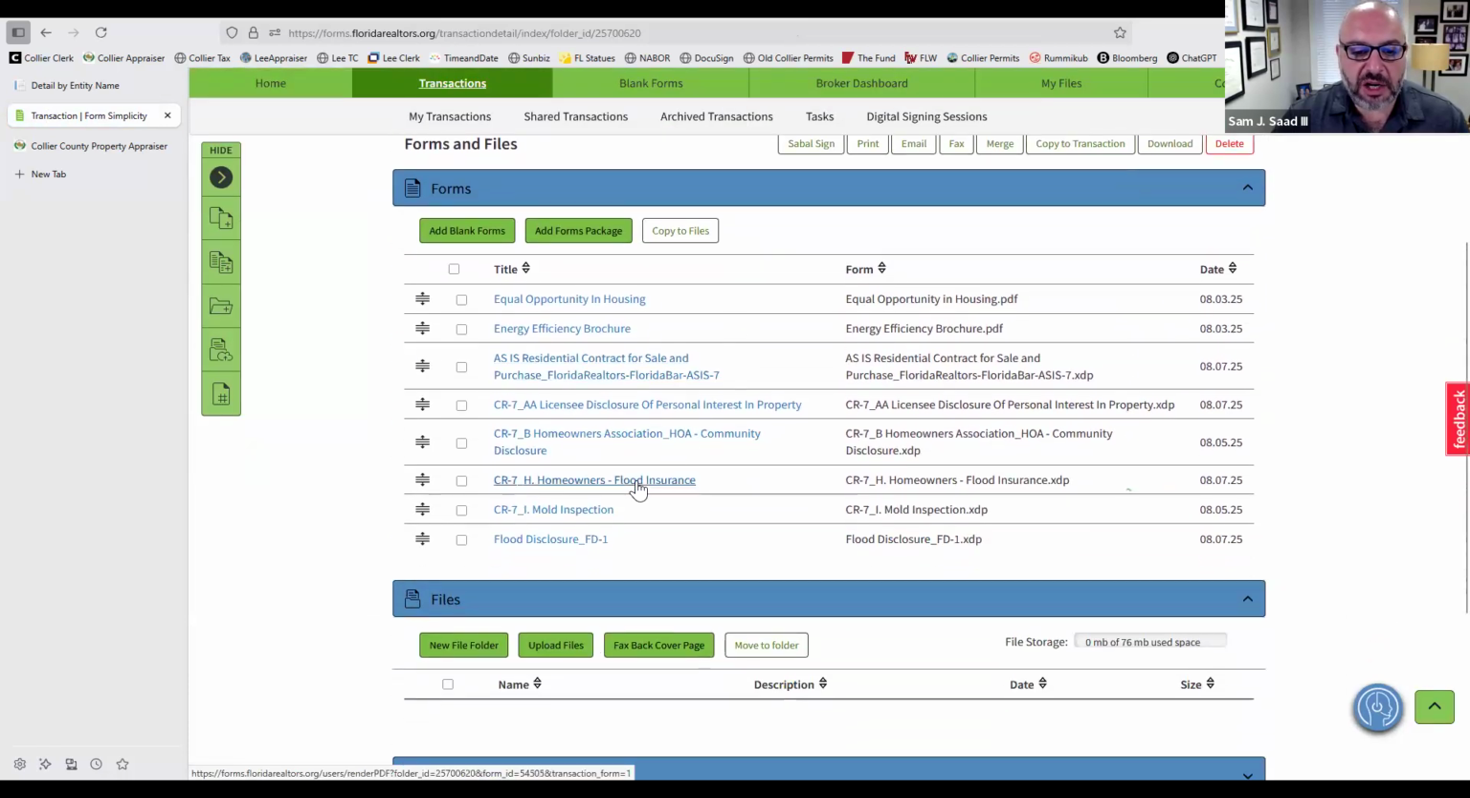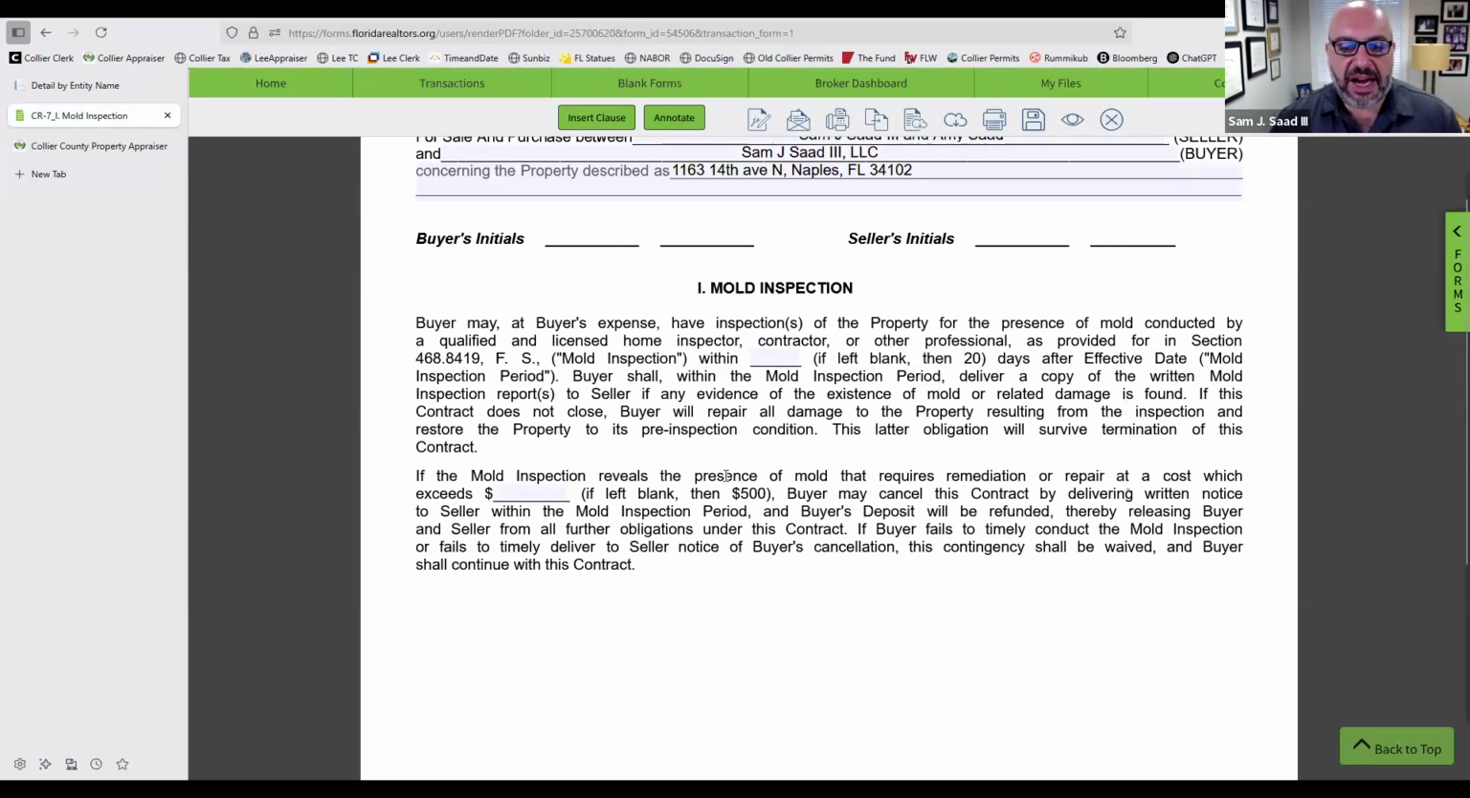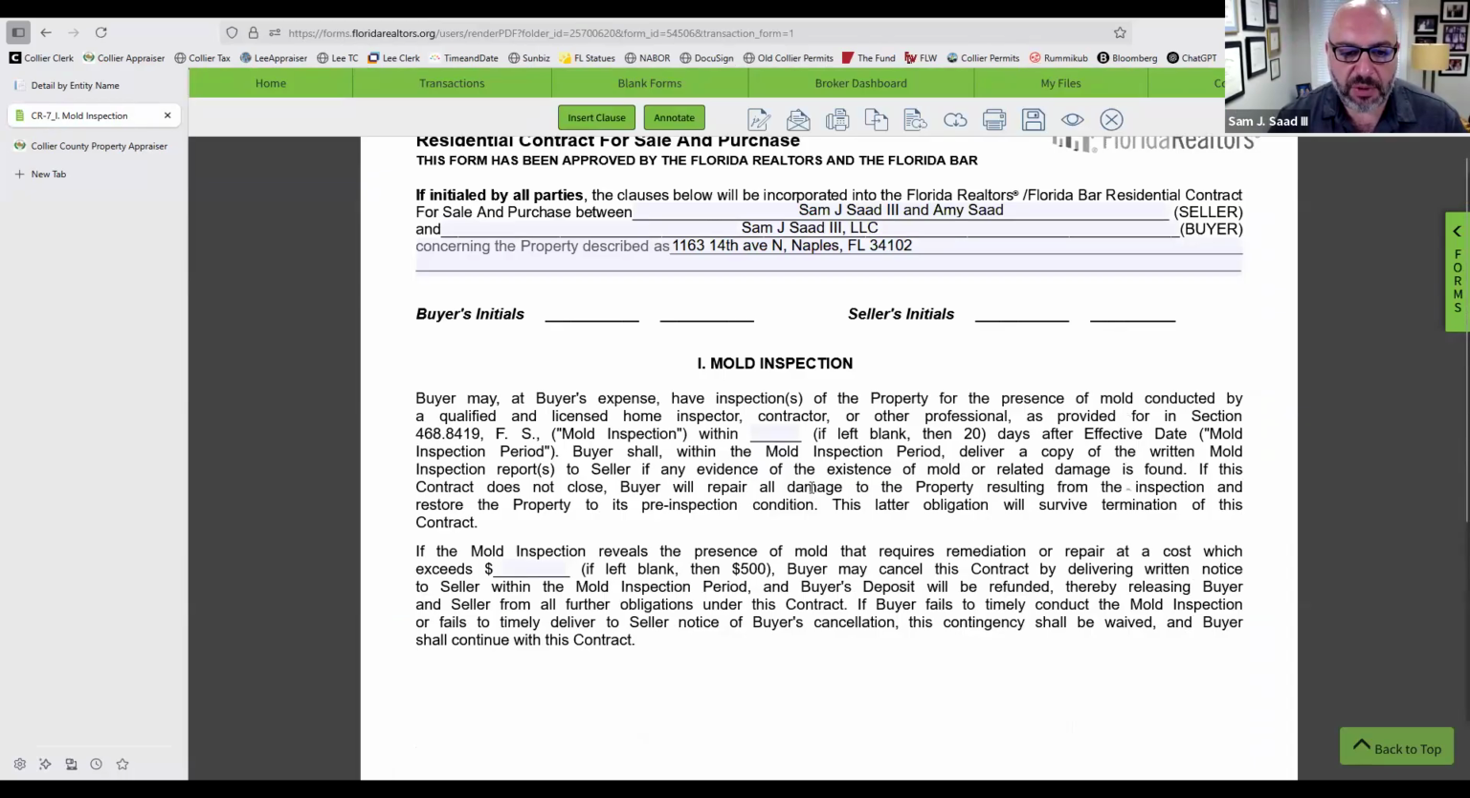The next addenda we're going to talk about is the addenda for mold. FRBAR, as is contract, you can get out for any reason, but maybe it takes longer to get the mold done. Or if you're not using an as is contract and you want a mold inspection, you need this addendum. So let's just talk about it briefly. Buyer may, at buyer's expense, have inspection of the property for the presence of mold conducted by a qualified and licensed home inspector or other professional that's a mold inspector.